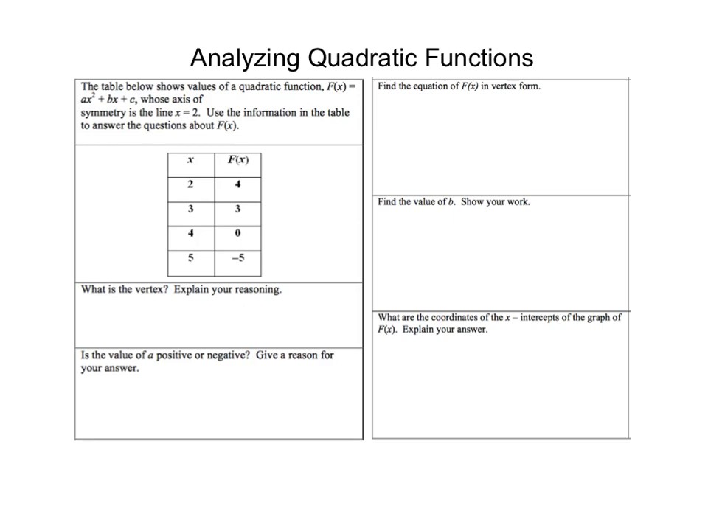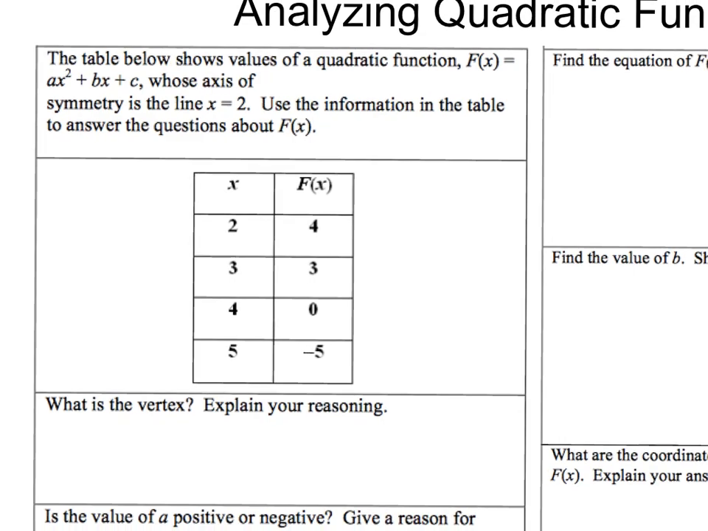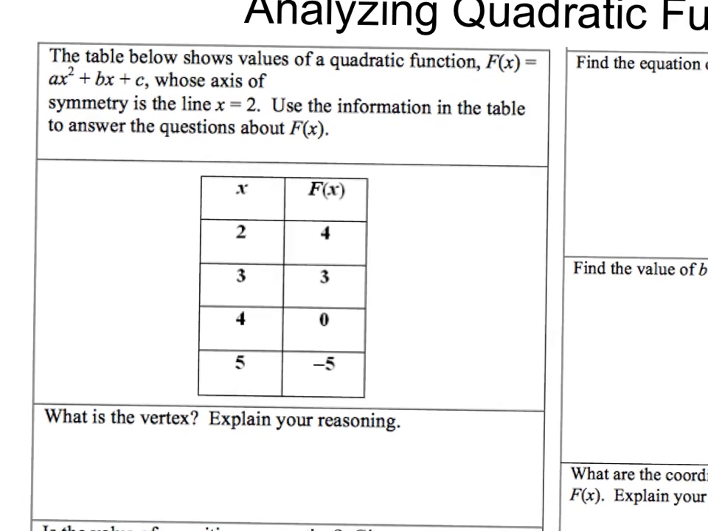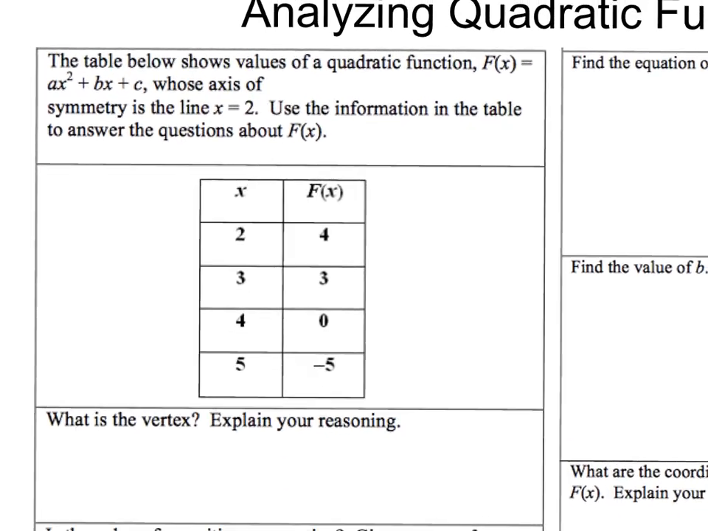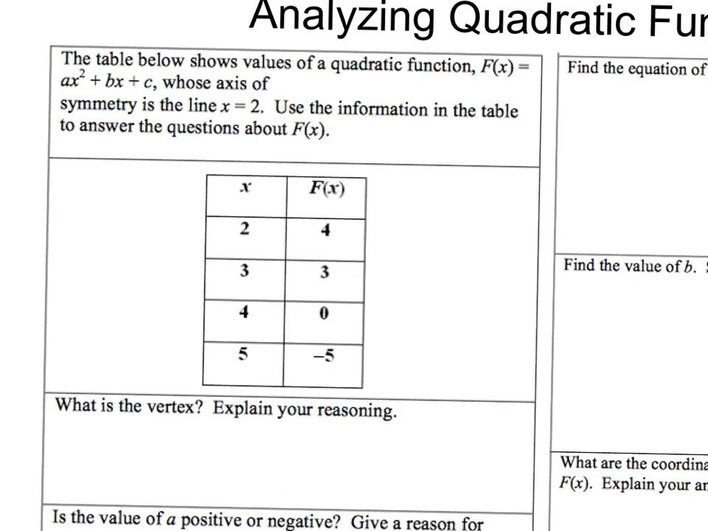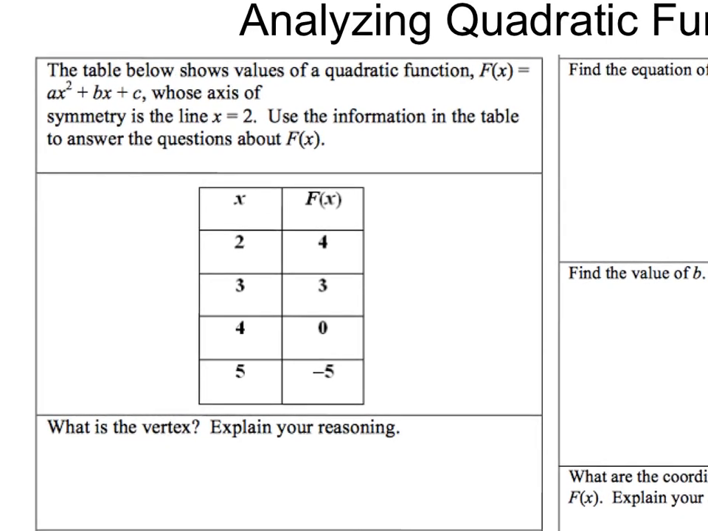Today we're going to talk about how to analyze a quadratic function based upon a table. As you can see here, I have a table of values. It shows a quadratic function f of x equals ax squared plus bx plus c, whose axis of symmetry is the line x equals 2. And I'm going to use the information in the table to answer questions about my function. The first question is, what is the vertex?